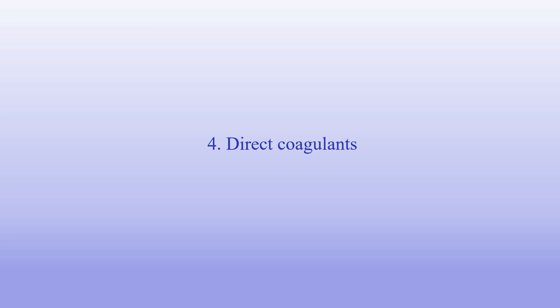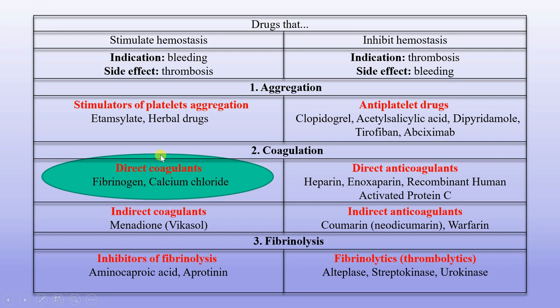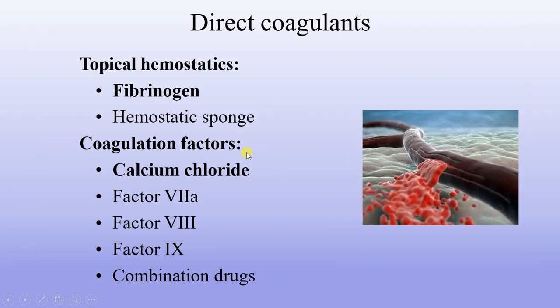The next part of our lecture is direct coagulants. These are drugs which you see on the left side in green, fibrinogen and calcium chloride. They are divided into topical hemostatics, for example, fibrinogen and a hemostatic sponge, and coagulation factors, calcium chloride, factor 7A, factor 8, factor 9, and combination drugs.